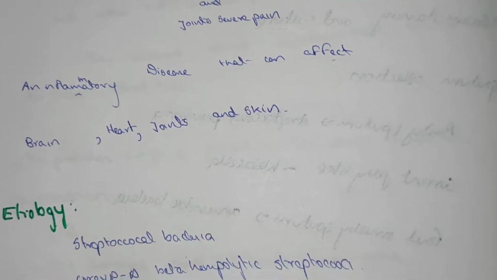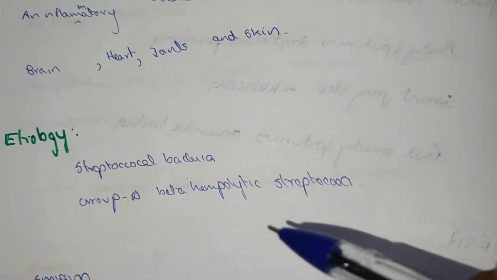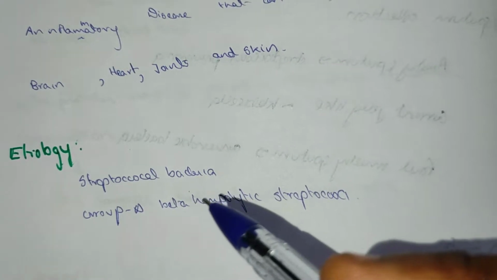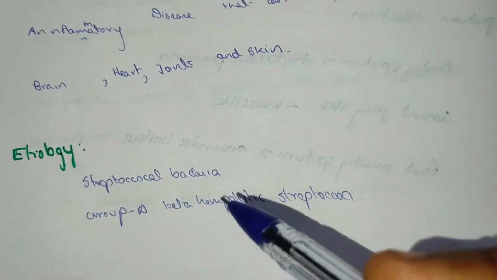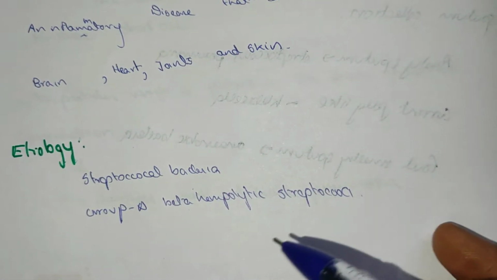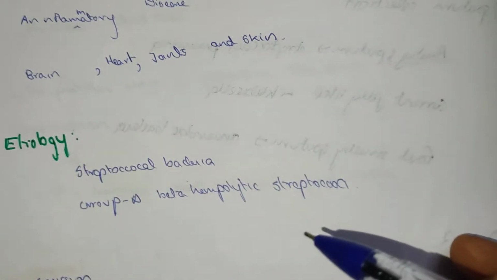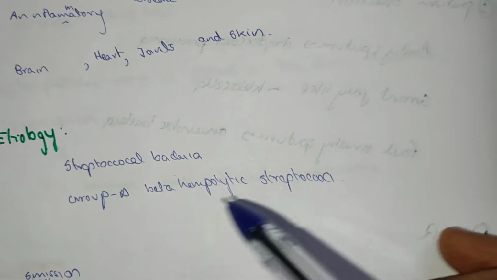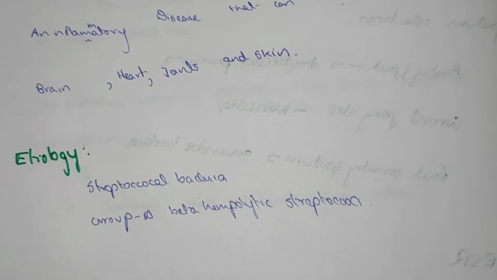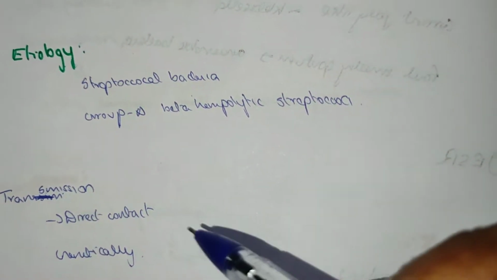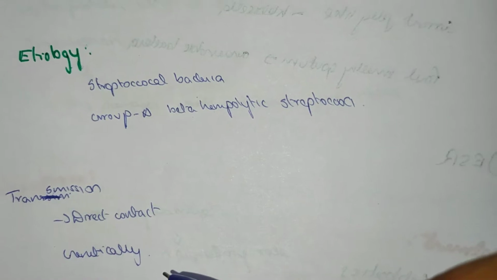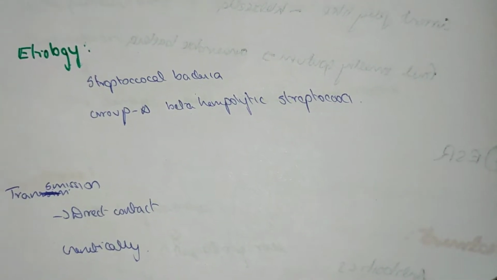Now we will see the etiology of this rheumatic fever. It is caused mainly by streptococcal bacteria, in that group A beta hemolytic streptococci. This is the important thing which causes rheumatic fever. Now the transmission: it is due to direct contact or genetically it is transferred.